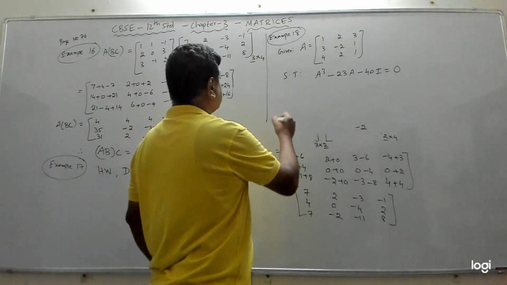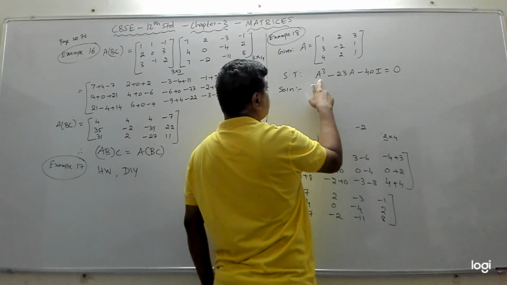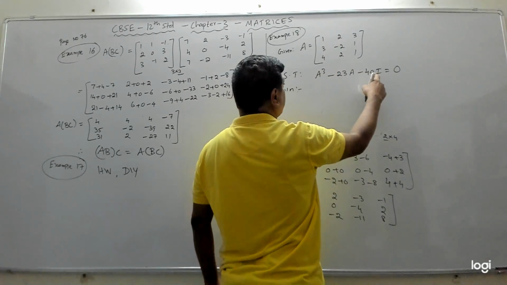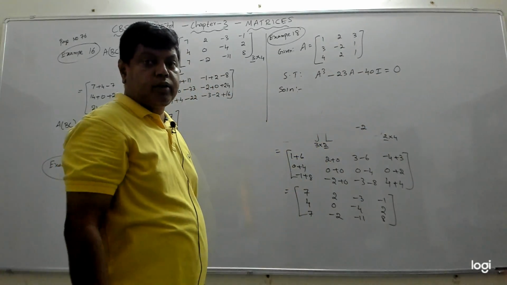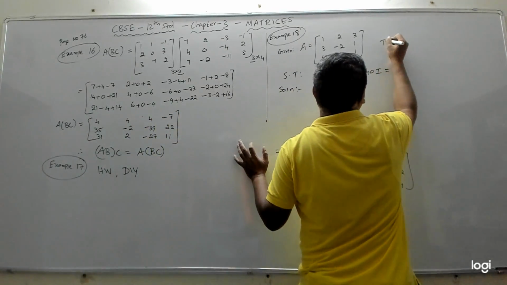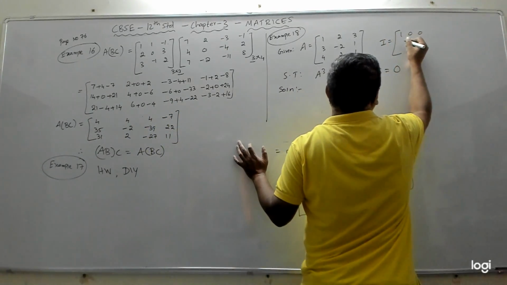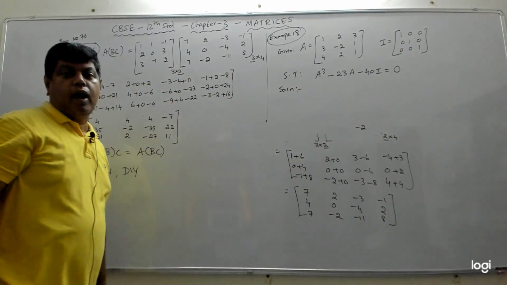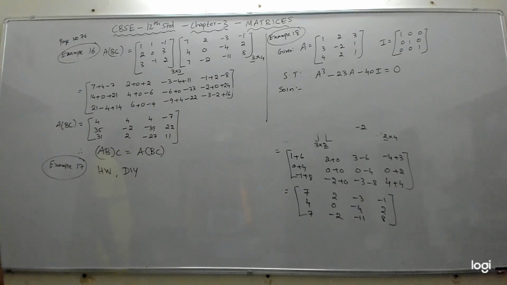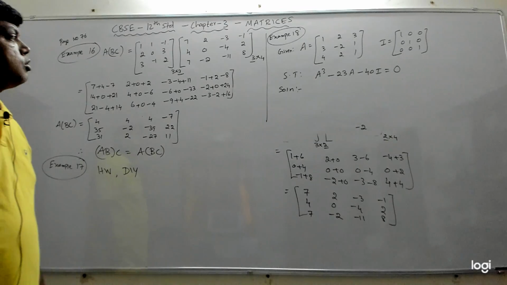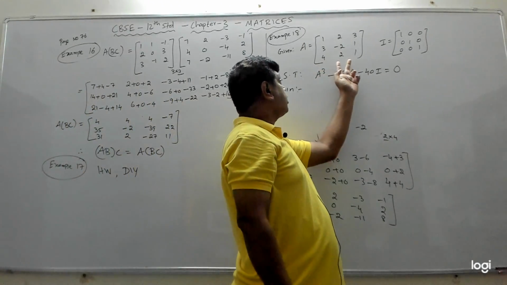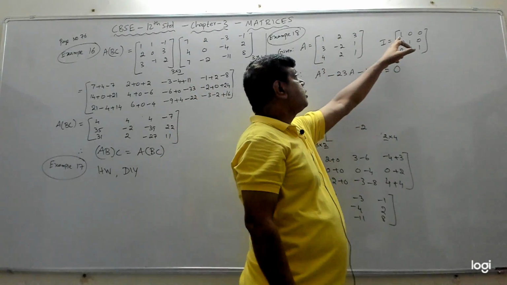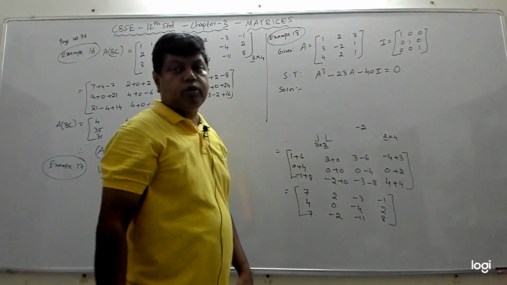Now the solution is we should find A cube and then substitute here, then 23 into this A matrix minus 40 into I, where I is the identity matrix of order 3. If they don't give I in the question, I is actually 1 0 0, 0 1 0, 0 0 1. Always your I represents your identity matrix, depending on the order of A. If the order of A is 3 cross 3, I also should be 3 cross 3. If the order of A is 2 cross 2, then you should take I as 2 cross 2, that is 1 0 0 1.